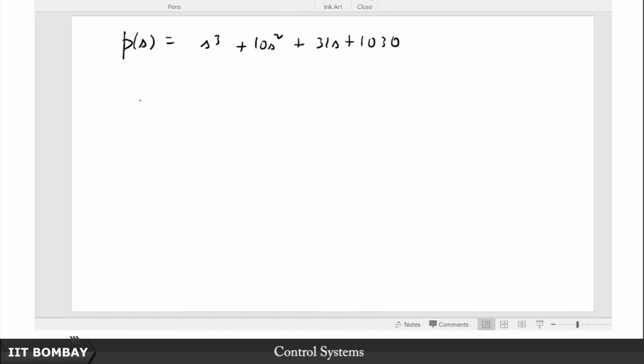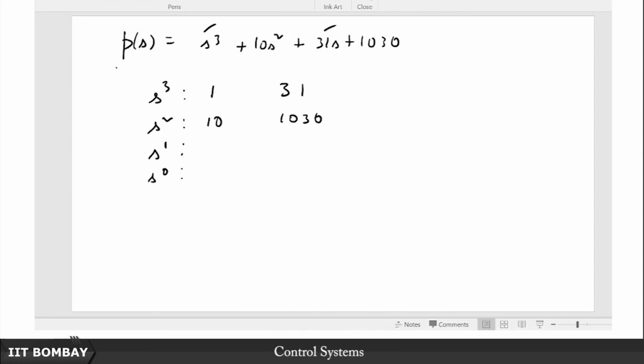What you do is, in the first line you write s cubed, s squared. So this is how you write the table, okay? And you will eventually see that what we are doing is actually that same operation that we have done earlier. So here, in the first row you fill up from this, that's the odd parts only. So the odd polynomial, 1 and 31. Second row you fill up with the even parts, which is 10 and 1030.